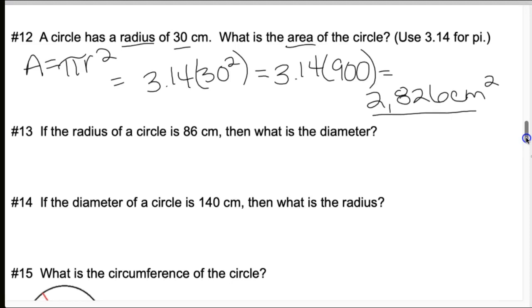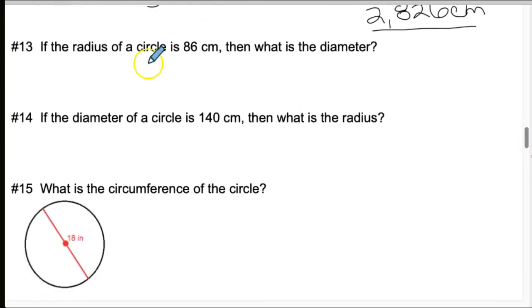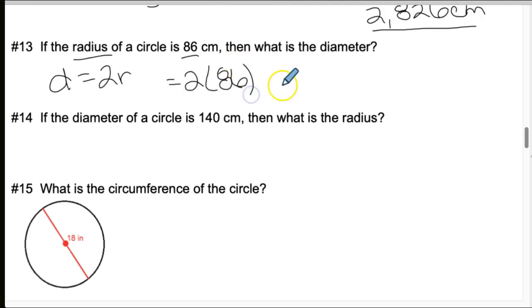Number 13. If the radius of a circle is 86 centimeters, what is the diameter? Well, diameter is equal to 2 times the radius. And if the radius is 86, that means 2 times 86. That answer is 172, and it's just centimeters, because it's not asking for area, so we don't square it.